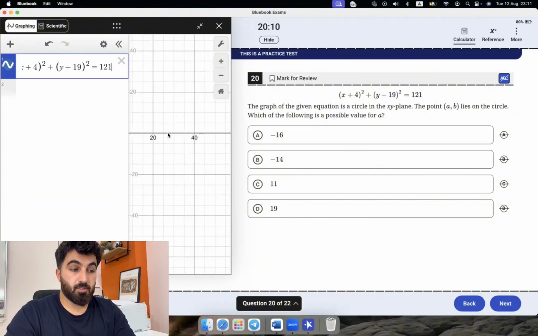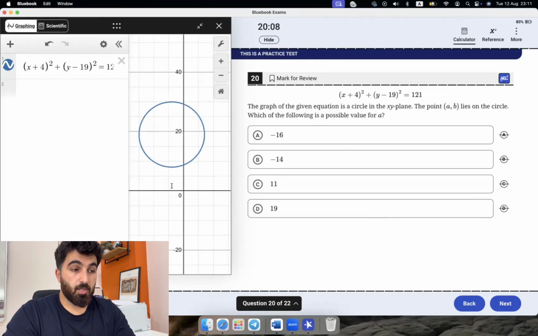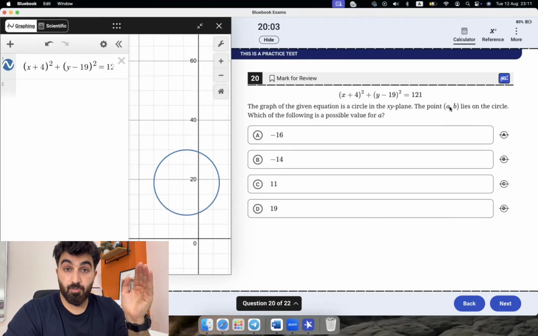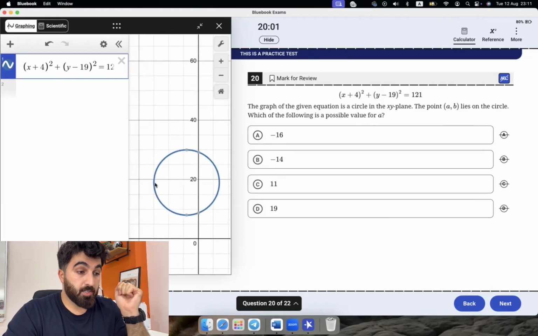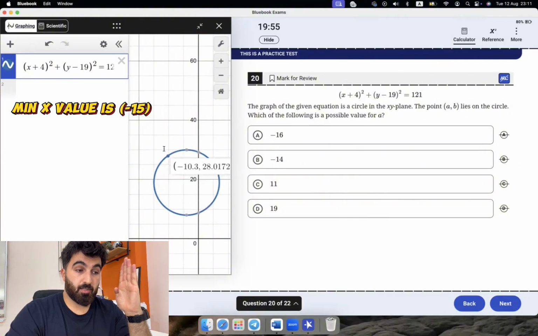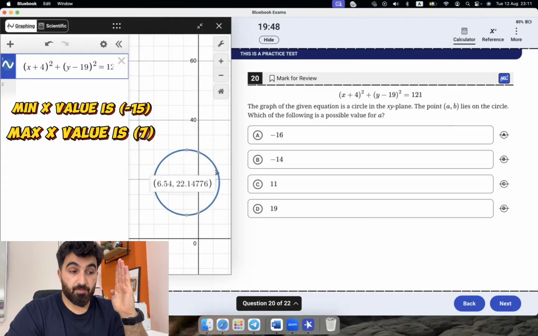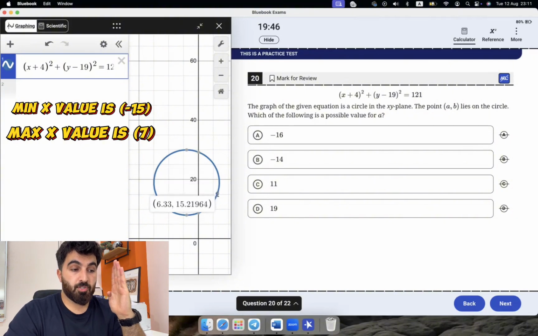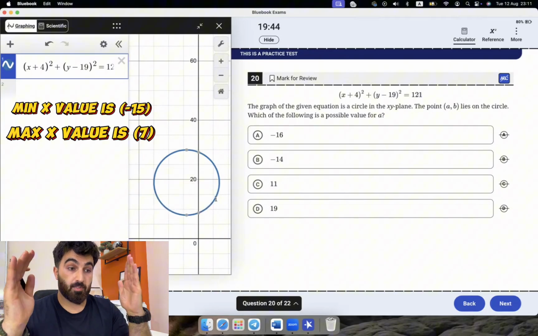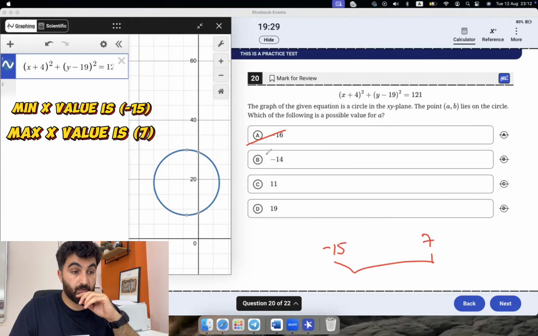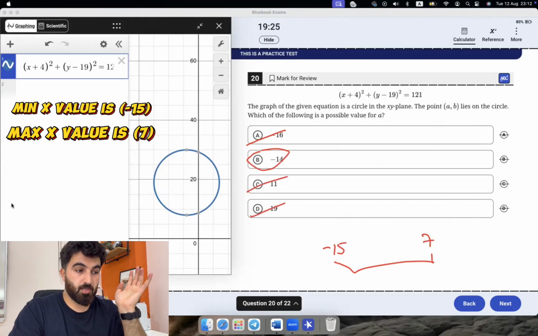So let's see the circle there. You see the circle. What is the possible value of a? a is the x coordinate of it, isn't it? Let's click the left point. You see negative 15 is the minimum x here, and all the x values are greater than negative 15. Negative 15 is the minimum x. And what is the maximum x? 7. So x coordinates change between negative 15 and 7. It is not there. It is there. It's not there, and it's not there. So the answer is B.